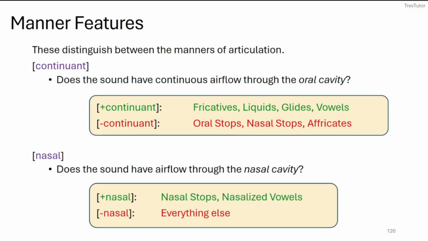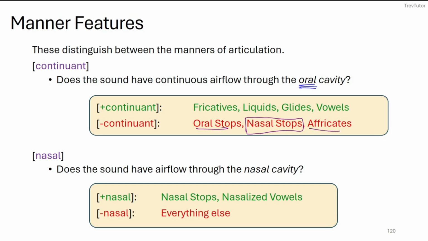Now we have some manner features. So these are all about the different manners of articulation, so basically about airflow. So continuant is asking whether there's continuous airflow through the oral cavity, very specifically the oral cavity. So sounds that are plus continuant would be your fricatives, liquids, glides, and vowels, and sounds that are minus continuant would be your oral stops as expected. Also nasal stops. So even though airflow continues out of the nasal cavity, there is obstruction in the oral cavity for nasal stops, so they are minus continuant.